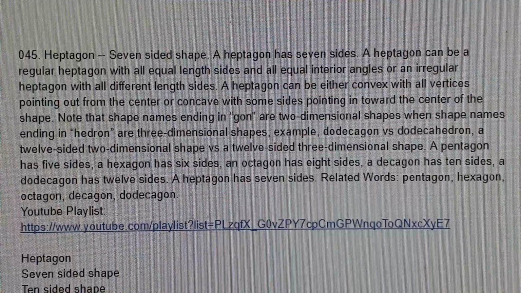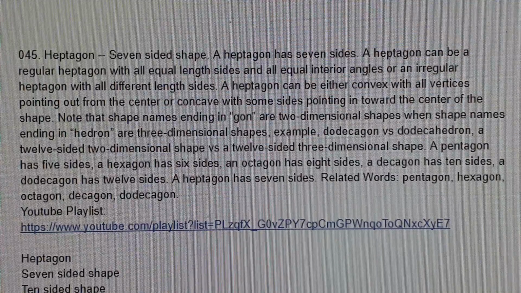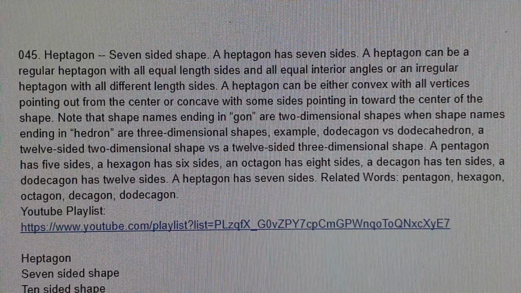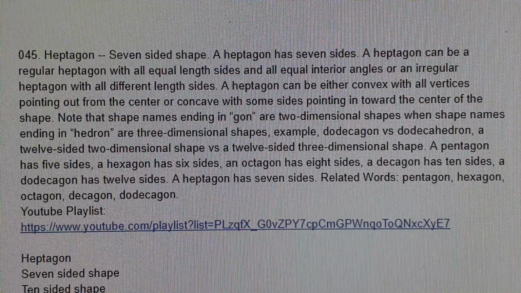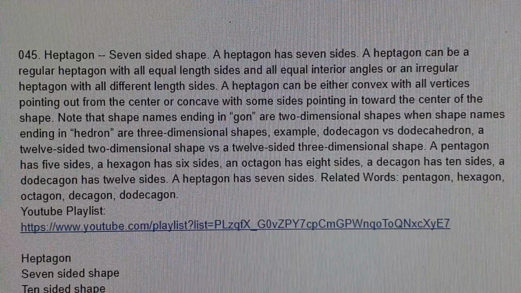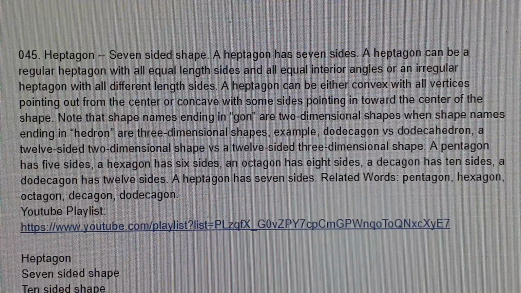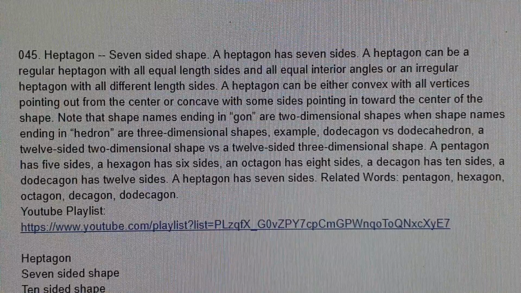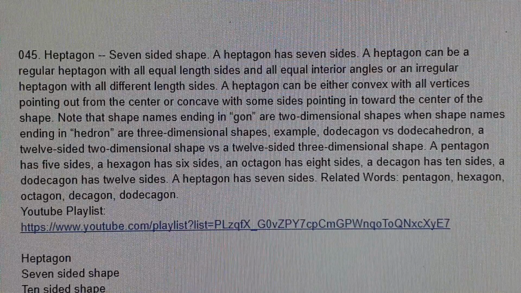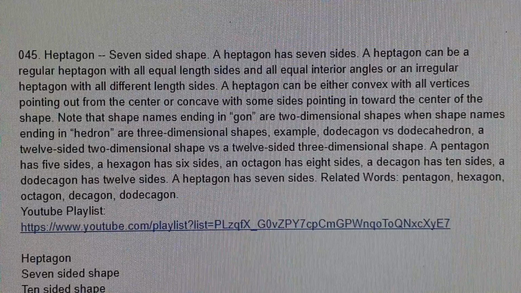Note that shape names ending in gon, G-O-N, are two-dimensional shapes, while shape names ending in hedron are three-dimensional shapes. Example, dodecagon versus a dodecahedron, a 12-sided two-dimensional shape versus a 12-sided three-dimensional shape.